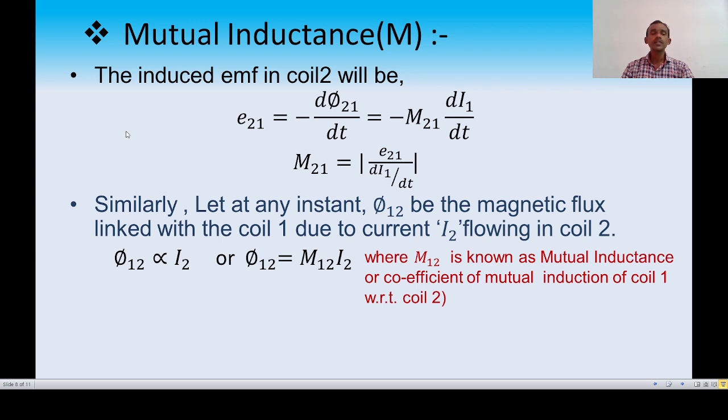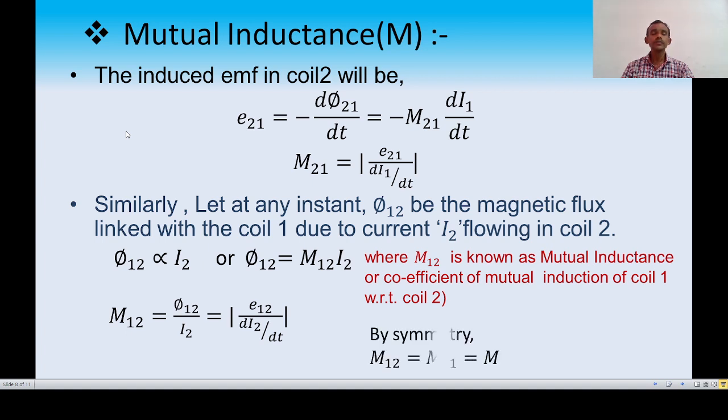From these relations, we can write for the coefficient of mutual inductance, M12 is equal to phi12 divided by I2, which is equal to mod of E12 divided by dI2 by dt, as seen above. By symmetry, the mutual inductance of the first coil with respect to the second coil is equal to the mutual inductance of the second coil with respect to the first coil, and we represent it by a capital M.